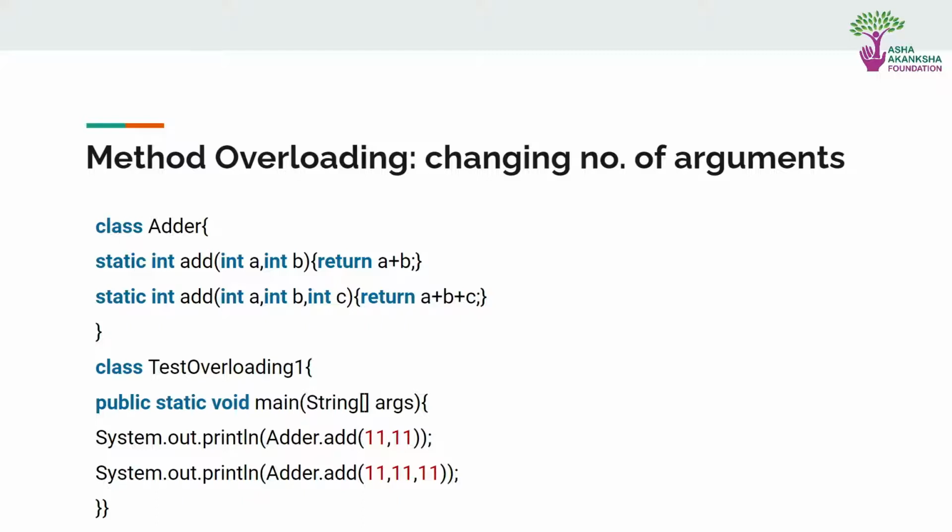This is another example, changing the number of arguments. The class is Adder, and there are two methods with the same name, which is add. But the number of parameters is different. Here there are two parameters, int a and int b, whereas in the add function here, there are three parameters, which are int a, int b, and int c. Both are doing different jobs. The first one is returning a plus b, the sum of these two numbers, whereas the one below is returning a plus b plus c, which is the sum of these three.